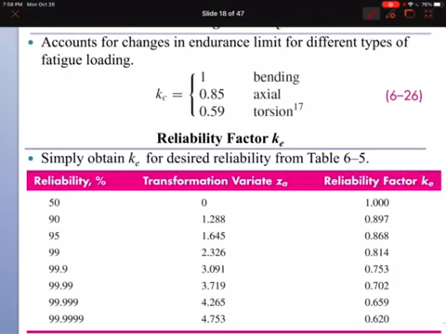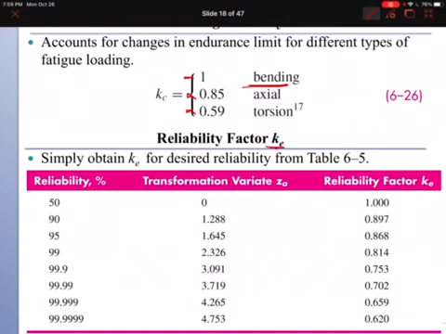The load factor for bending, you remember the test was done using bending only. So if we have bending, then we don't need to correct for the load factor. Load factor will be 1. If we have axial, then we need to correct for the load factor. If we have torsion, we must also use this value for Kc.